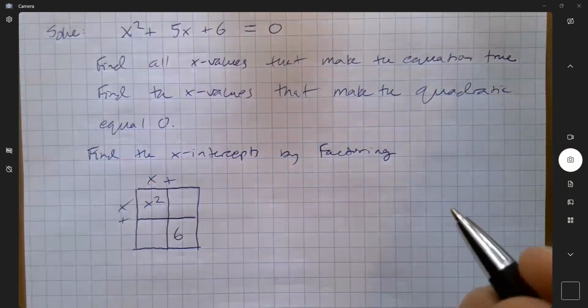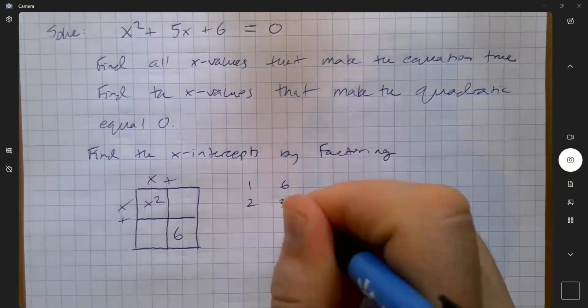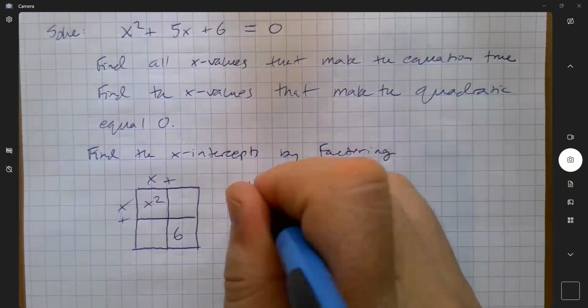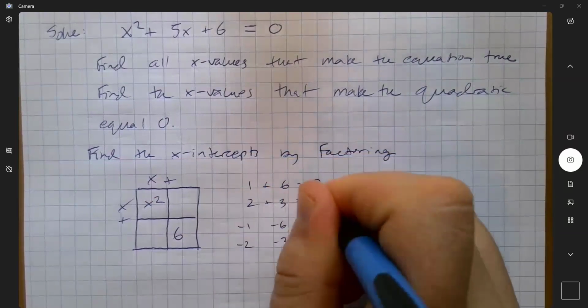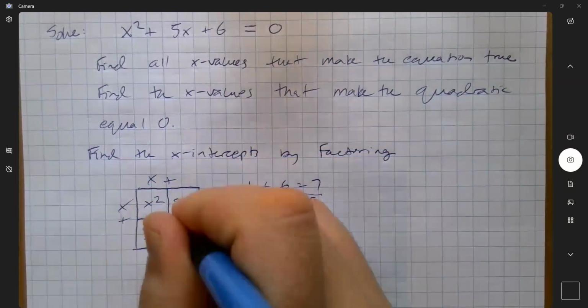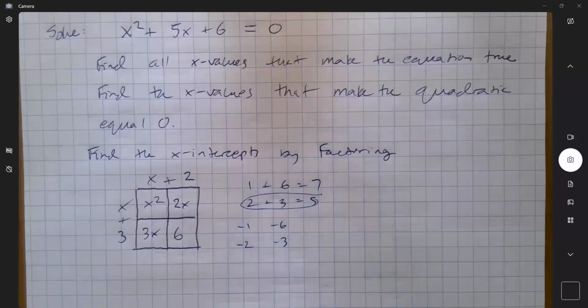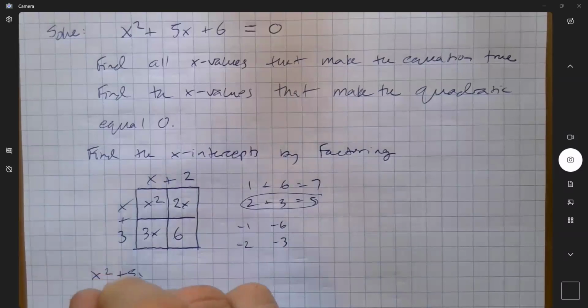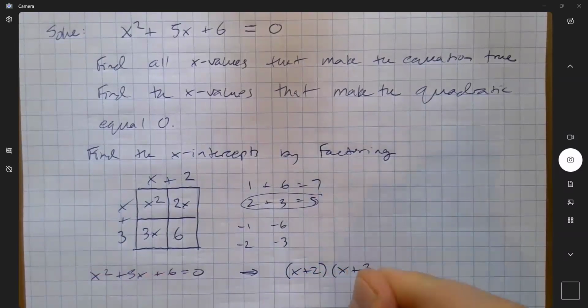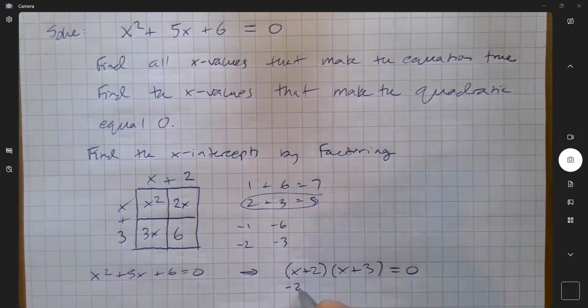X squared and 6. So two numbers that multiply to be 6. They could be positive numbers or negative numbers, but importantly, they have to add to 5. There we go. 2 plus 3 equals 5. So I have a 2x and a 3x. So it's x plus 2 and x plus 3. So x squared plus 5x plus 6 equals 0 is the exact same equation as x plus 2 times x plus 3 equals 0.